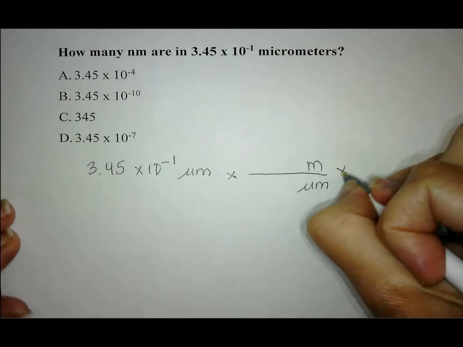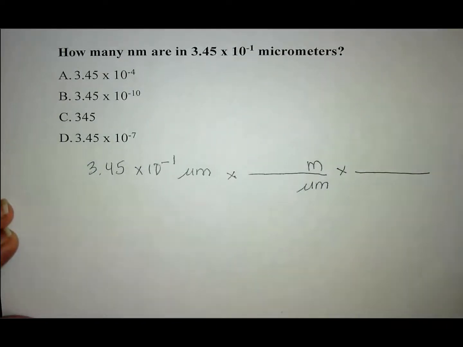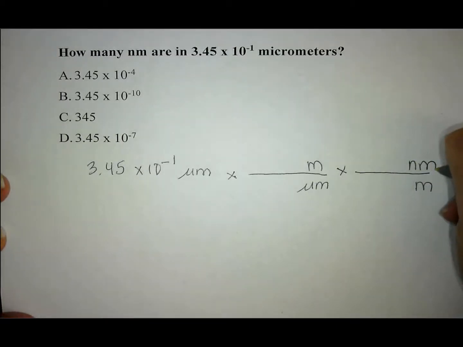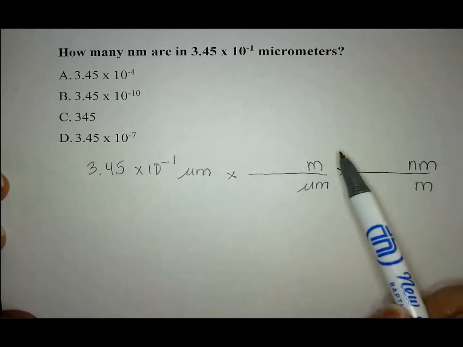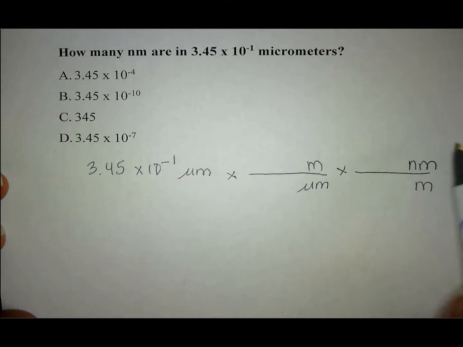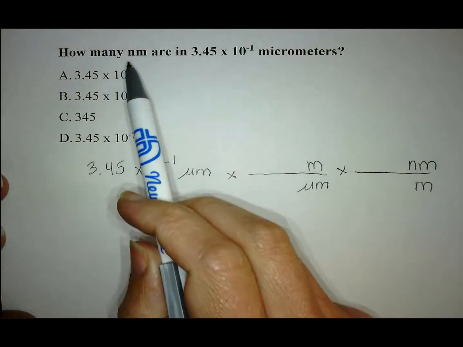We could do this as a single conversion, or we can string our conversions together in a line. So I'm going to go ahead and write out my units for my second conversion, which is going to go from my base unit of meters, so I'll put meters on the bottom to cancel out, to my prefixed unit of nanometers. So micrometers will cancel out with micrometers, meters will cancel out with meters, and we'll be left with nanometers in the end, which is what we're trying to solve for.